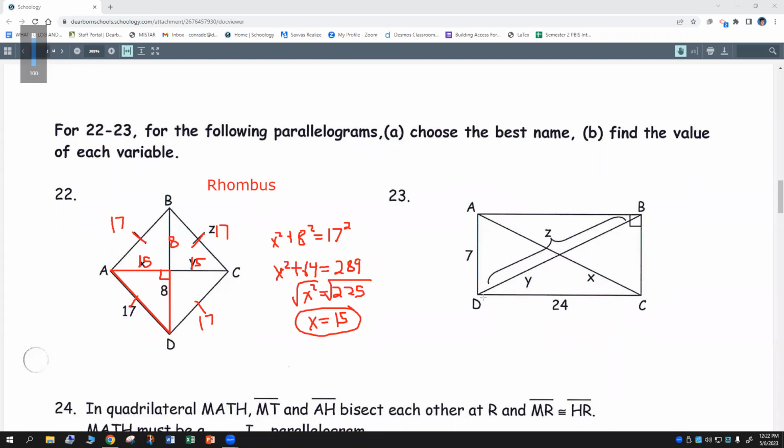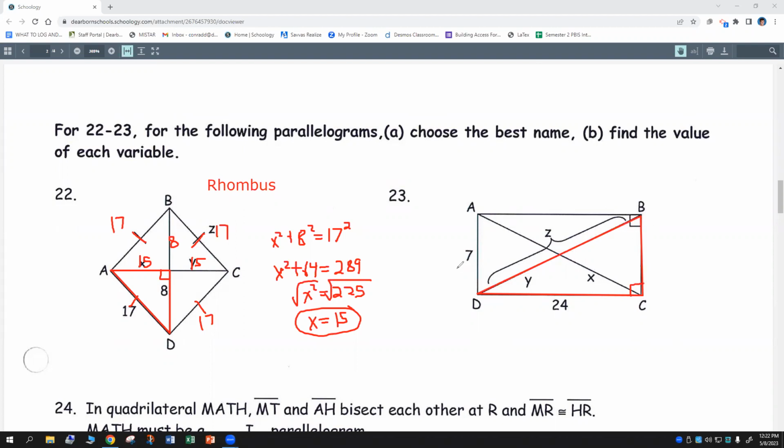Okay. We want to use this right triangle here, right? We know this is a rectangle because of this right angle. So since this is a parallelogram, opposite angles are congruent. So this is a right angle. We know consecutive angles are supplementary. So 180 minus 90 is 90. And so since we have four right angles, this parallelogram is a rectangle.